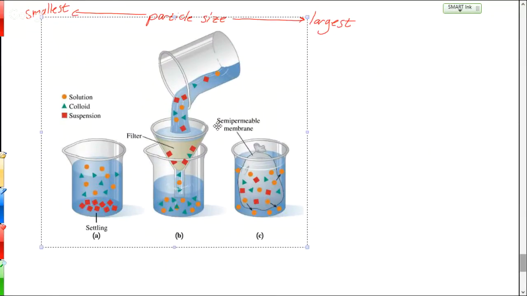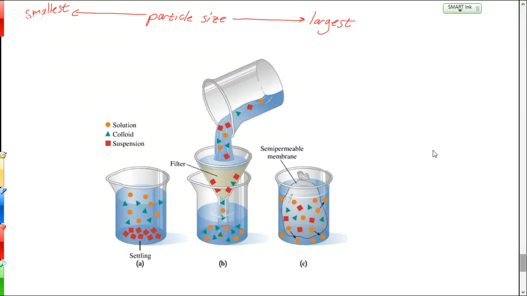So here's another way we can think about that, based on how we separate them. In this example, what you've got is a mixture. We're actually going to do this in lab the week after the exam. You've got a mixture of some stuff. Some of the particles are solution particles, those are orange circles. Some of them are colloids, those are green triangles. And some of them are suspension particles, those are red squares.